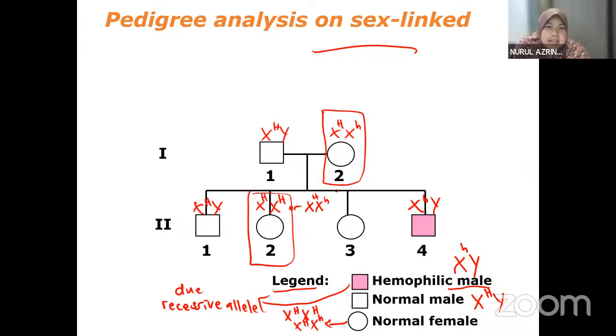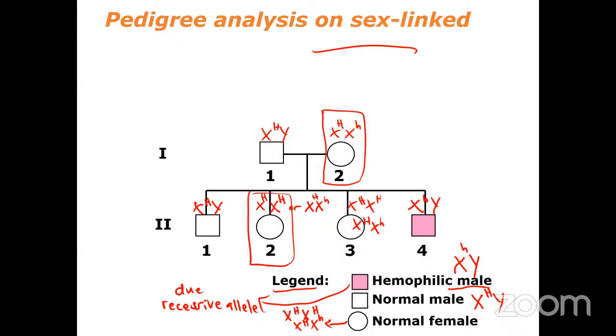Okay, samalah 2-3 pun, right? So confirm dia dapat one capital H from her father, and she might receive another X daripada mak dia. So tengoklah dia akan dapat apa daripada mak dia. Dia pun ada dua possibility: X capital H X capital H, or X capital H X small h. Okay, faham? Can you follow? Boleh, madam.